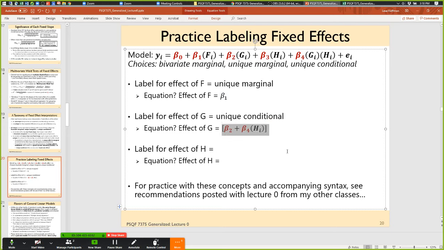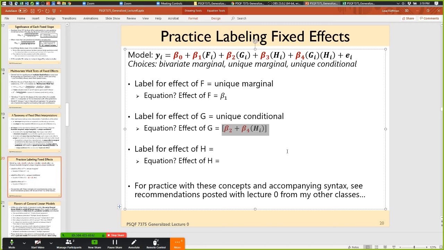So this is an important concept right here. What this means is that there is an infinite number of possible G slopes given by the model. It depends on H. So is G important? I don't know, depends on H. Is G significant? I don't know, depends on H.